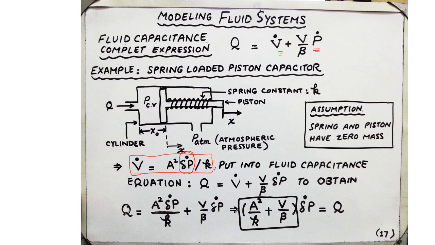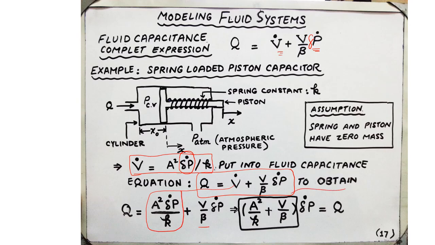Therefore, for the final equation, one thing we need to make sure of is that the fluid equation to be used over here has delta P. Therefore, our baseline equation is this. And we have an expression by substituting V dot with A squared delta P dot divided by K. This is substituted over here. The other part remains the same.